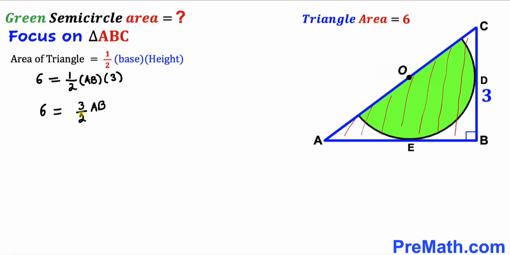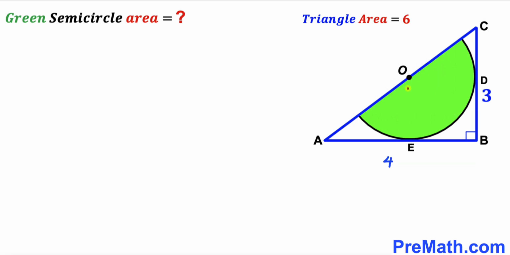Now I'm going to multiply by the reciprocal 2/3 on this side and 2/3 on this side as well. Here we can see 3 and 3 are gone, 2 and 2 are gone. So our base AB length, if we simplify, turns out to be 4 units. And here's our next step.